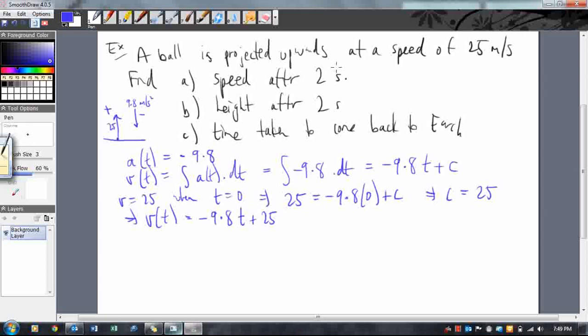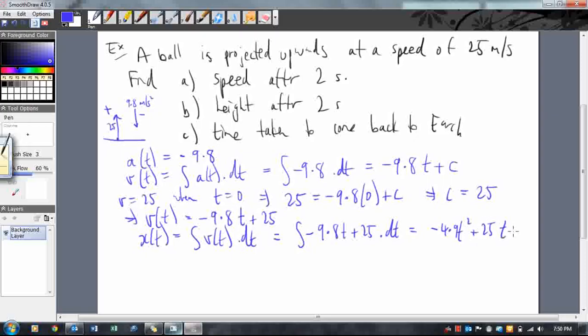So we're after its speed after 2 seconds. The next question wants us to find the height, so I might as well just find the position function while we're at it. So x of t, its position, will be the integral of v of t. We're going to integrate again to find our position function. So that's equal to the integral of negative 9.8t plus 25 dt, and that's equal to negative 4.9t squared plus 25t plus a new constant of integration d.